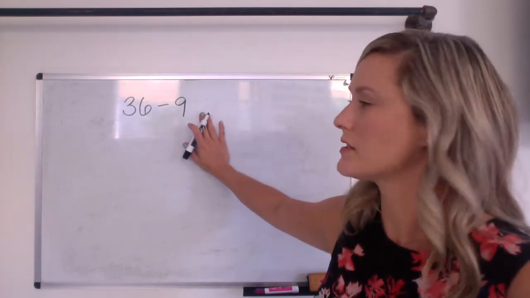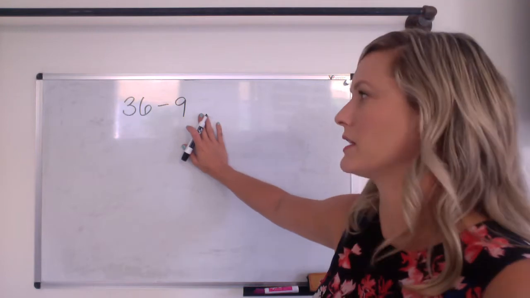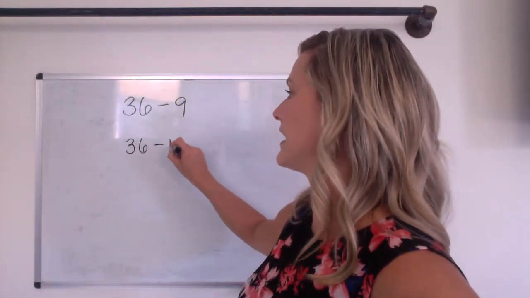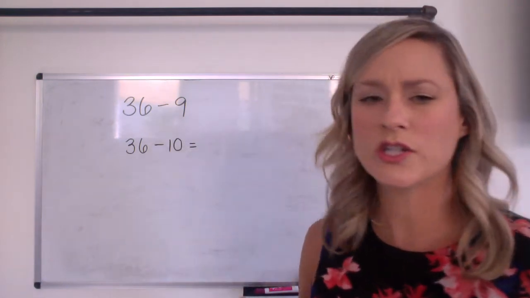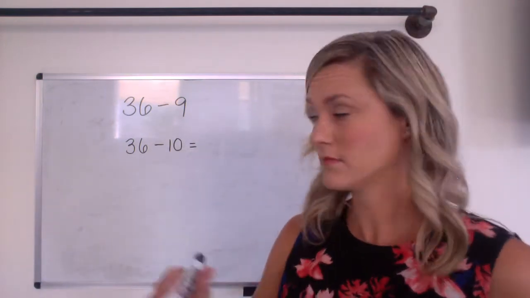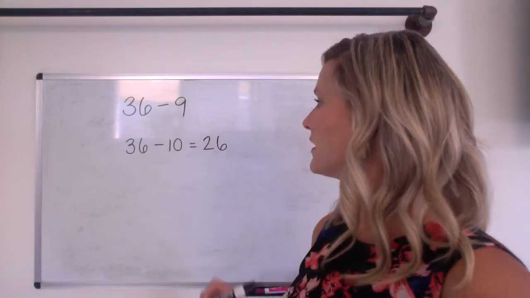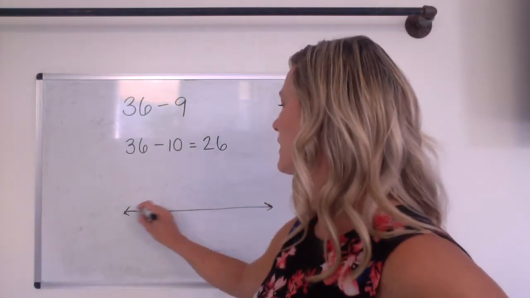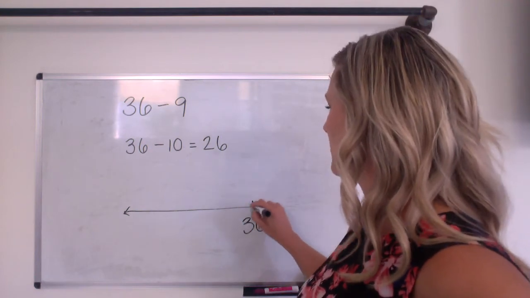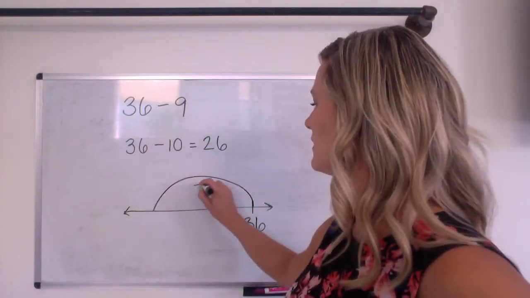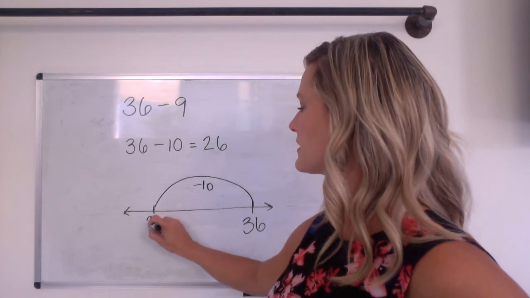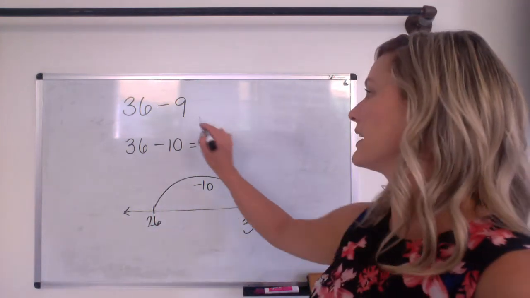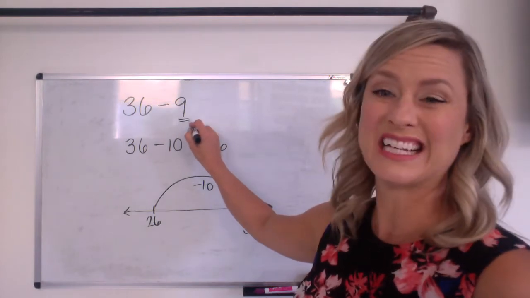Okay, so I'm gonna guess that some of you are thinking about this. It's related to 36 minus 10. What's 36 minus 10? 26. But actually, let's even do that on a number line. 36 minus 10 is 26, right? But we actually only had to take off 9.